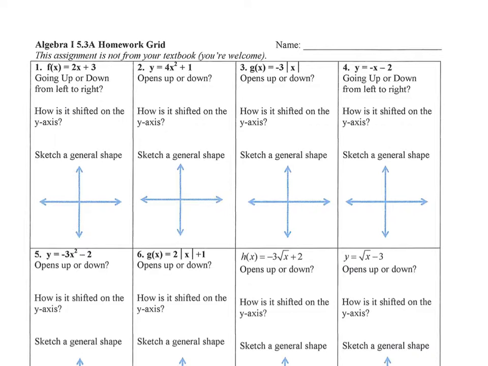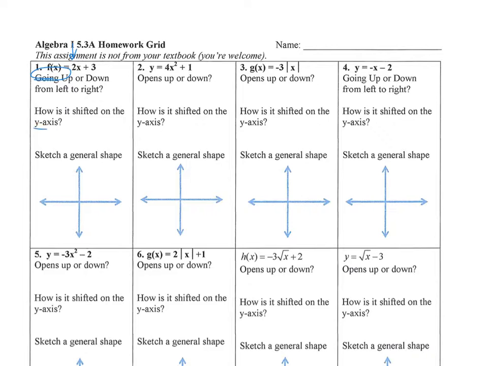So I'm going to go through some of these here. So just like we talked about function notation before, instead of having y, you can write f of x is equal to 2x plus 3. So this is a linear function because there's not an absolute value, square root, quadratic. This isn't a linear function. It's going up from left to right because it has a positive slope.